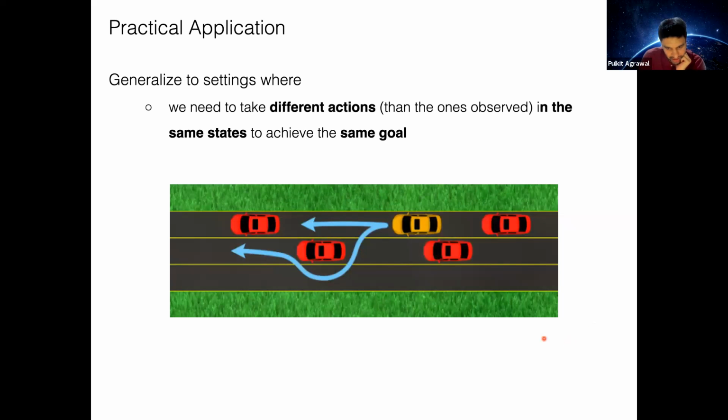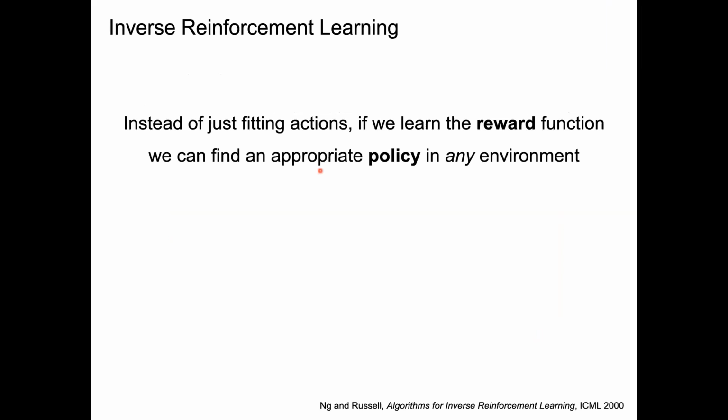So how do we approach this? The first idea is that instead of just fitting the actions, we will try to learn the reward function and then find the appropriate policy, right? Because the hope is that the reward function is going to generalize across environments, and then for a new environment, I can find the policy.